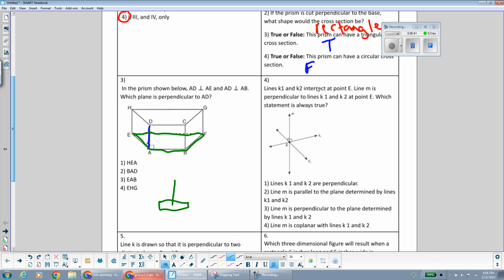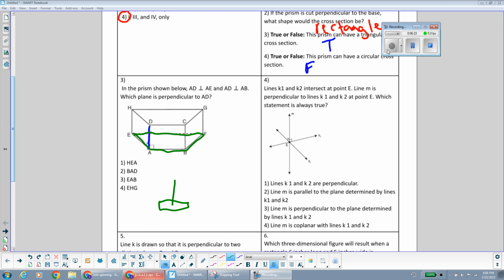Okay, moving on to number 4. Lines K1 and K2 intersect at point E. Line M is perpendicular to lines K1 and K2. Which statement is always true? Lines K1 and K2 are perpendicular to each other. I know we don't trust diagrams, but that doesn't have to be true. And in the diagram, it doesn't look like K1 and K2 meet to form right angles, even though we don't trust diagrams. But I don't think we have any reason to believe K1 and K2 are perpendicular to each other. They're both perpendicular to line M, but that doesn't mean they're perpendicular to each other.